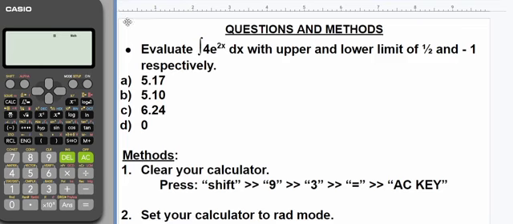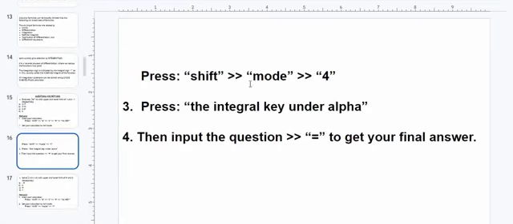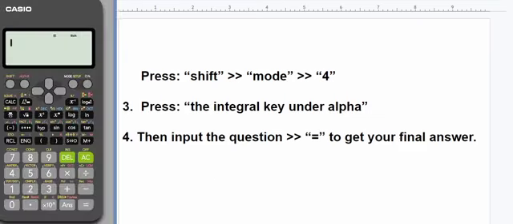Let's look at the next step. We have to do that by pressing shift mode 4. Like I said, you don't actually need to cram all of this. When you keep practicing and practicing, you're going to get used to it. So shift mode 4, you're pressing shift, you're pressing mode. This is shift and this is the mode button. Then you can see radian here is 4. So you're pressing 4. It will show that you've set your calculator at this point to radian mode.